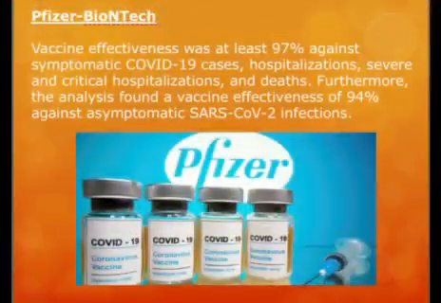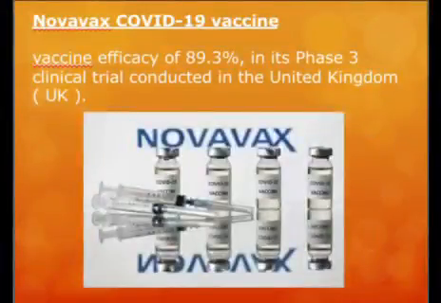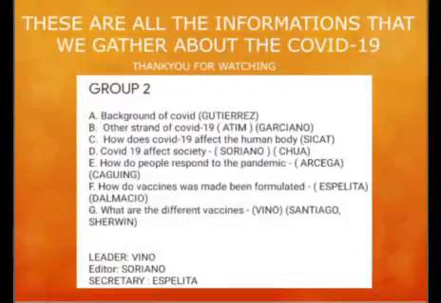Pfizer-BioNTech vaccine effectiveness was at least 97% against symptomatic COVID-19 cases, hospitalization, severe and critical hospitalizations, and death. Furthermore, the analysis found a vaccine effectiveness of 94% against asymptomatic SARS-CoV-2 infections. Novavax COVID-19 vaccine. Vaccine efficacy of 89.3% in its phase 3 clinical trial conducted in United Kingdom. These are all informations that we gathered about the COVID-19.